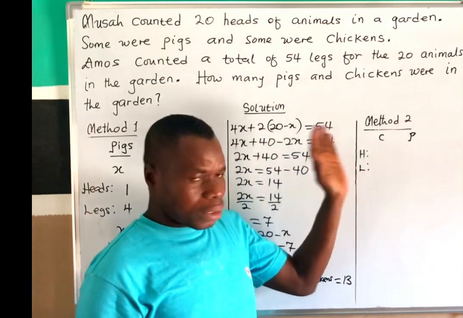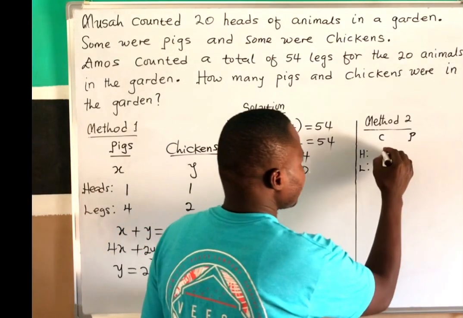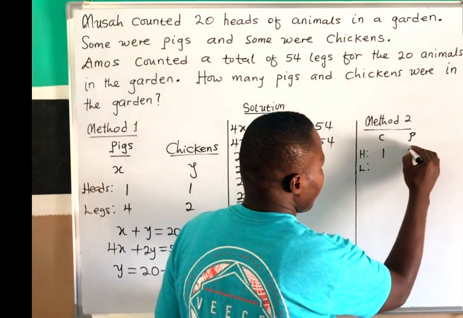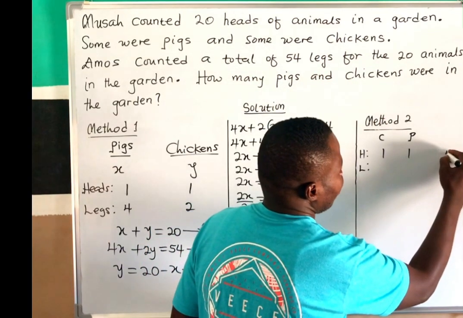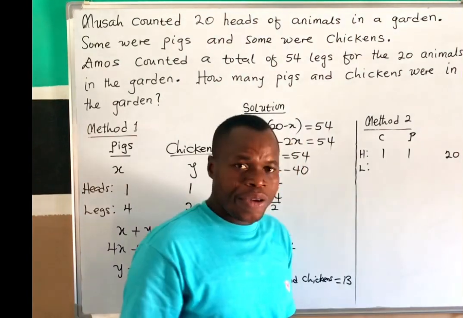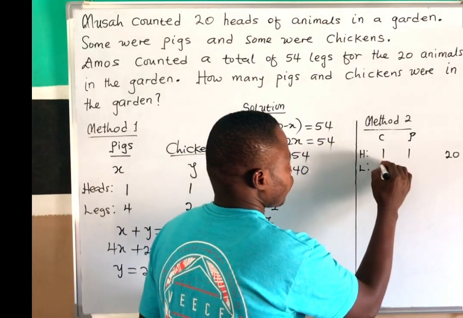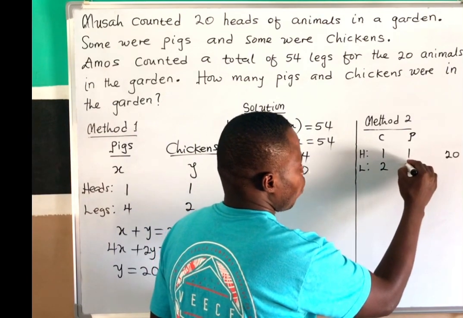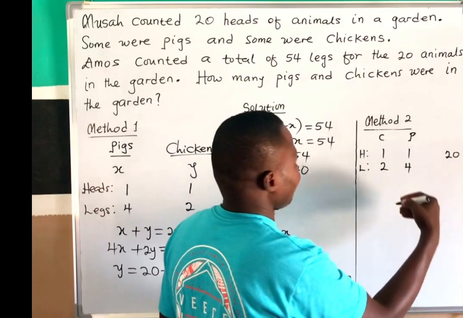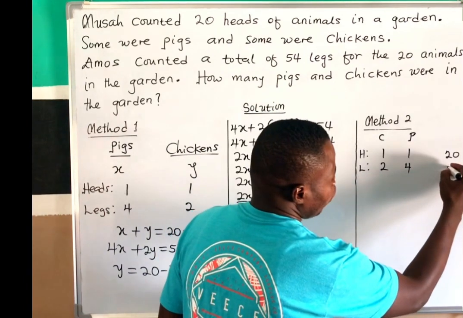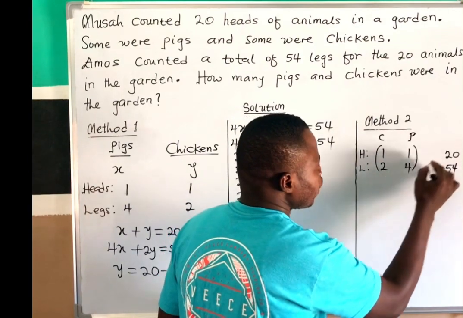But we know that a normal chicken and a normal pig each have one head. So here will be one head, here one head, but the total number of heads in the question is 20. So I'll write 20 here. If you are talking about legs, chicken has 2 legs and pig has 4 legs. So you do it this way. From the question, the total number of legs of all the animals is 54. So you do it this way. After that, you bracket it this way.